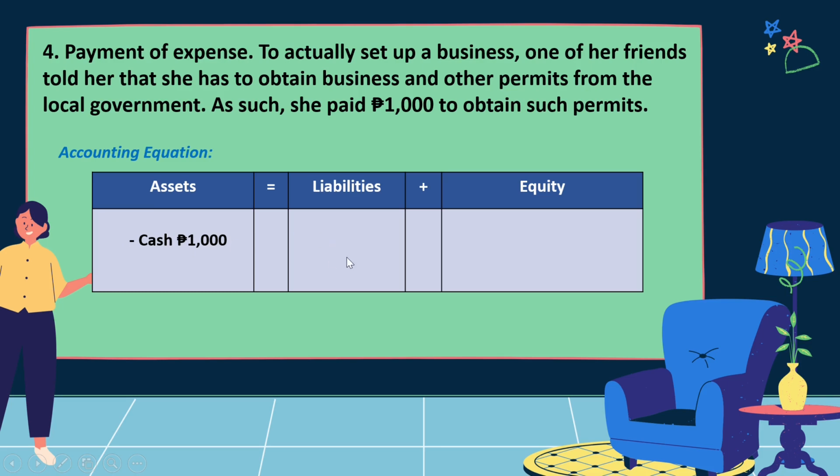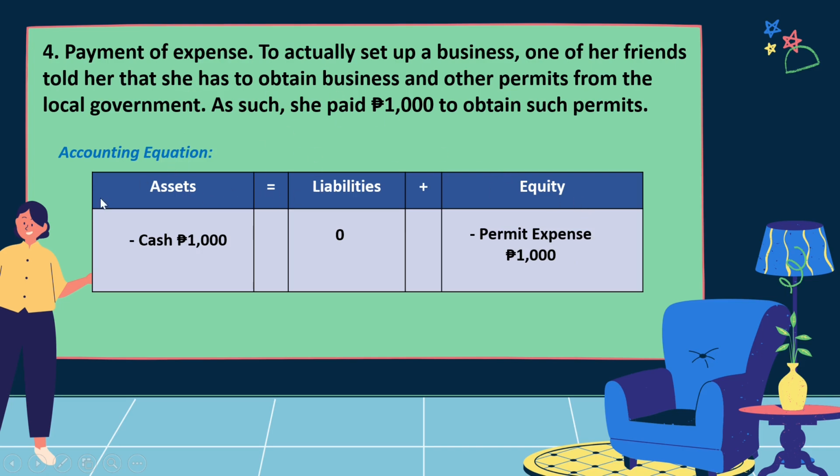Okay, so how about liabilities? Zero liabilities. Wala siyang obligation dito sa transaction na to. How about equity? Yes, we have equity which is permit expense worth 1,000 pesos. Bakit negative yan? Lahat ng expense sa business, negative yan or ililess mo lahat yung mga expenses sa business mo. Kaya negative yan.